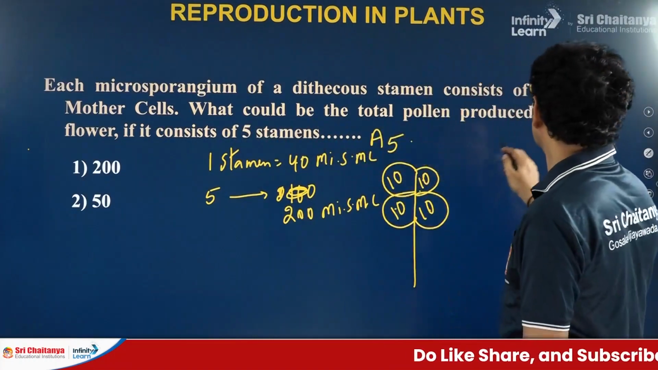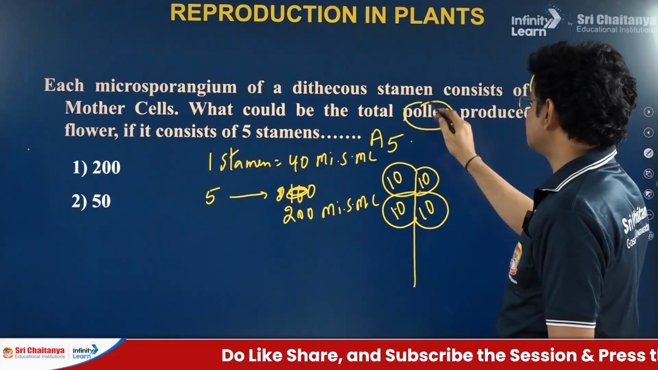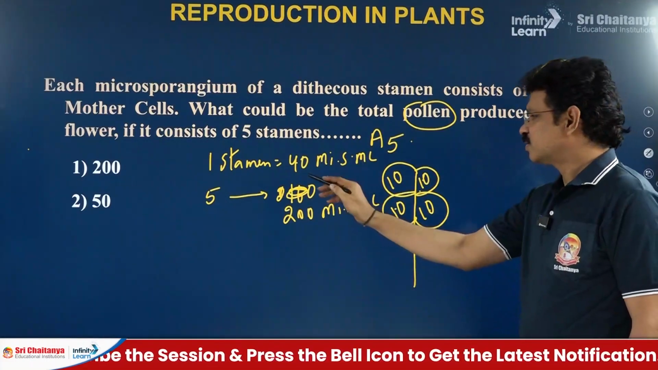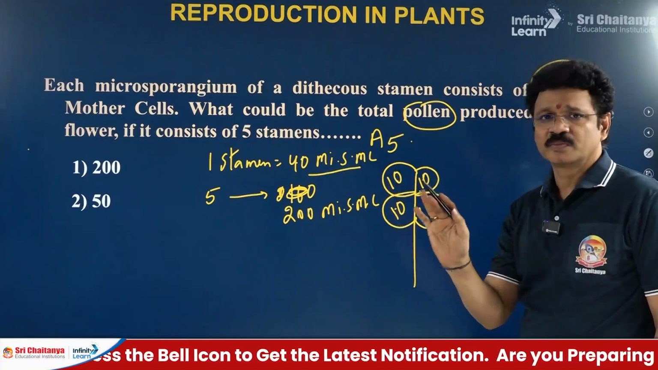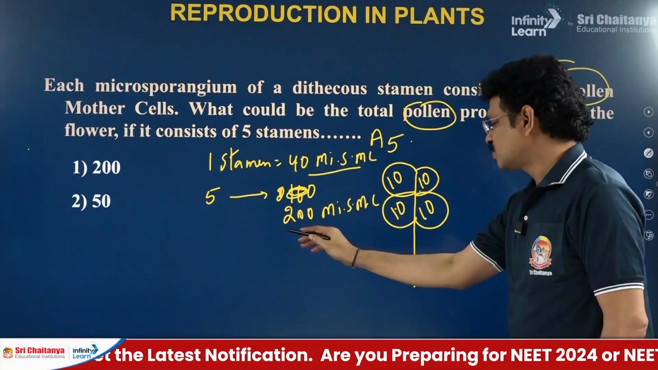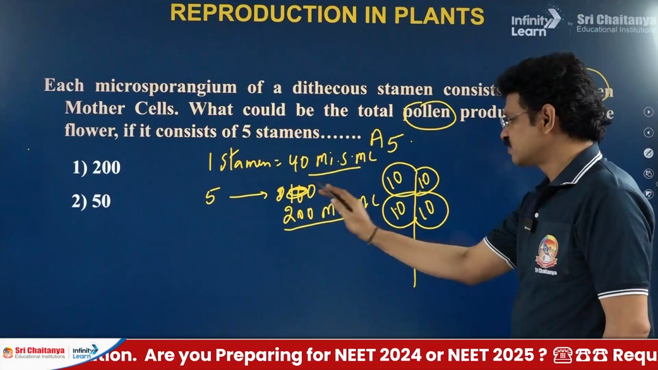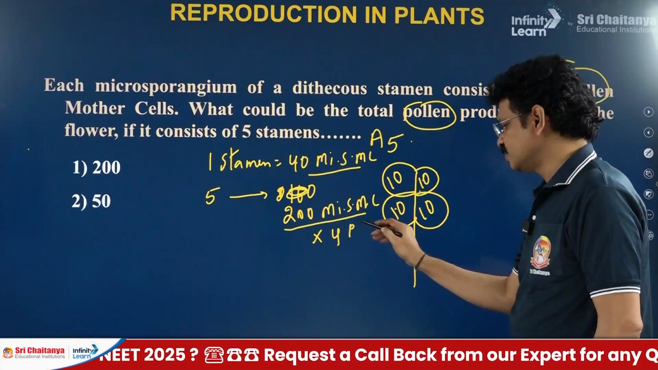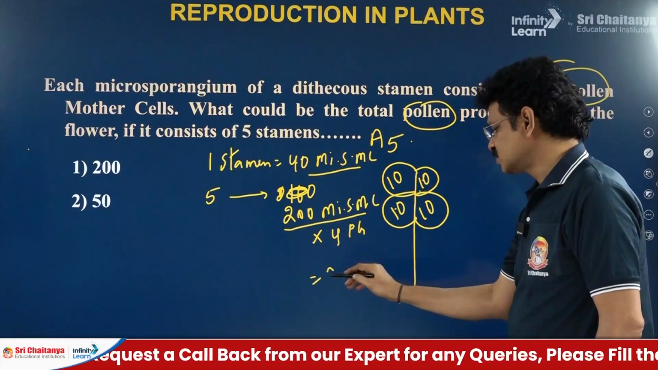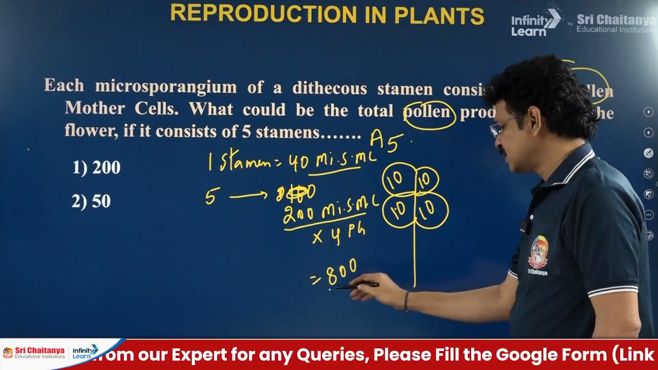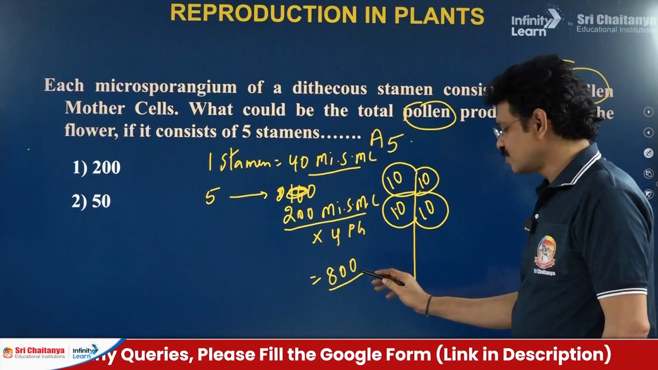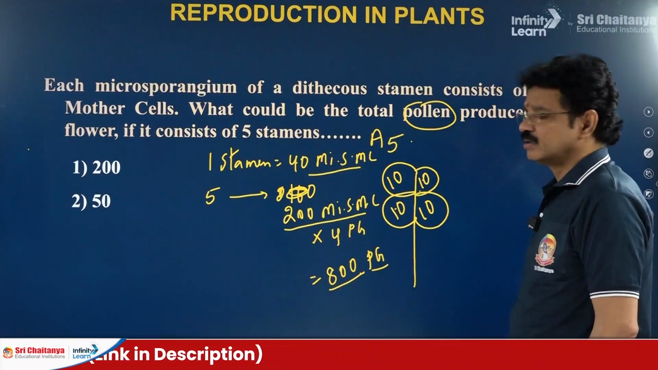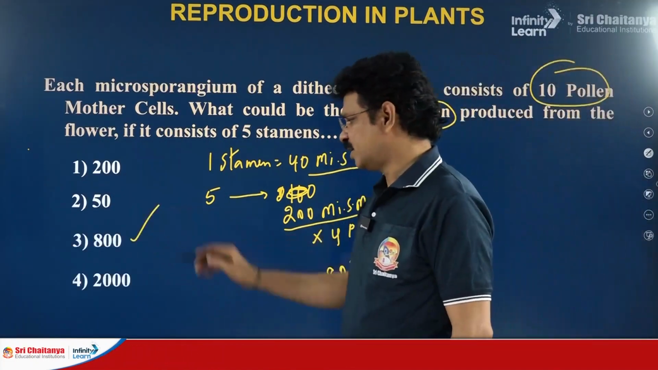How many pollen grains are obtained from this entire flower, including 5 stamens? Each microspore mother cell can yield 4 pollen grains. The total number of microspore mother cells in these 5 stamens is 200. Then 200 into 4 pollen grains: in the entire flower, the maximum number of pollen grains is 800. The right answer is the third option, 800.